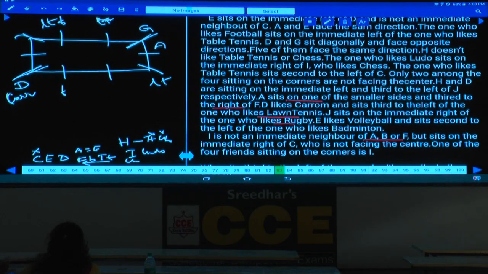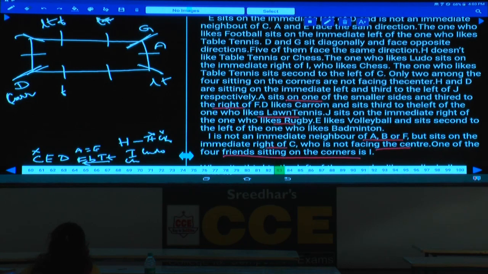I is not an immediate neighbor of A, B, or F, but sits on the immediate right of C. C is not facing the center, C is away from the center. One of the 4 friends sitting on the corners is I. Now I is at the corner, hence among these 4 places.